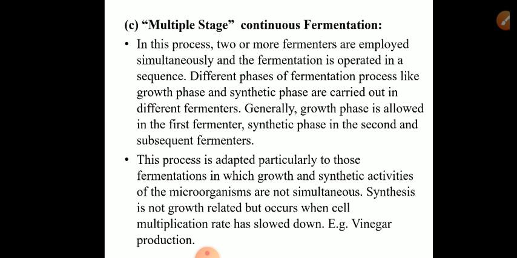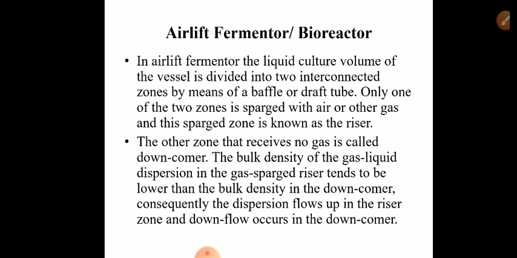When do we use multiple stage continuous fermentation? Particularly in those fermentations in which growth and synthetic activities of microorganisms are not simultaneous. Synthesis is not growth related. Growth of the organism occurs first, or growth and multiplication occurs first, and when the growth has ceased, reduced, slowed down, then the production phase starts. So when growth and synthetic activities are not simultaneous, we use multiple stage continuous fermentation. So that is about two important types of fermenters, batch fermenter and continuous fermenter.